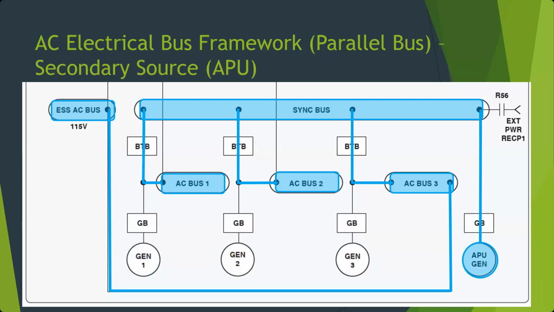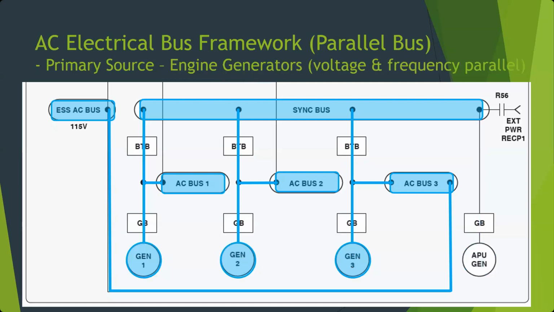When we're on the ground, we switch to our secondary source, our APU, power it up, close the generator breaker, and then they can shut off all the generators, shut down the engines, which shuts down the engine-driven generators. And now you can power the aircraft off the APU. So you can see there's all kinds of different configurations that this parallel bus system can operate under.